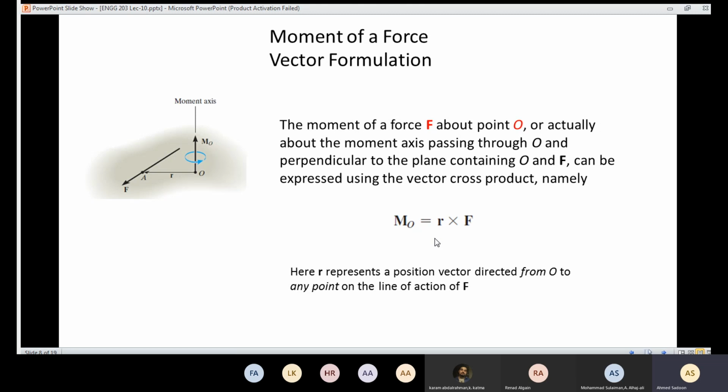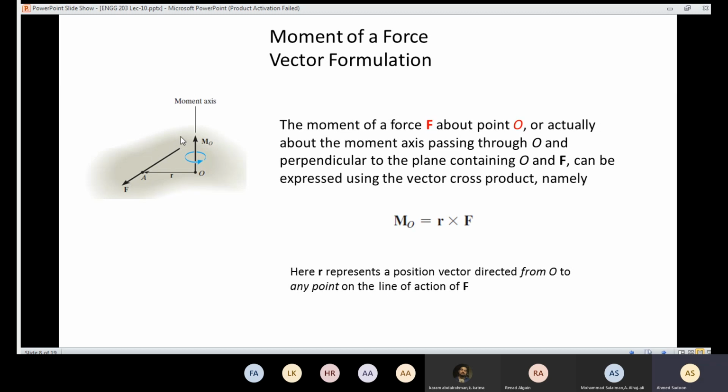We remember the position vector. The position vector is a fixed vector that relates one point to another. So R here is the position vector, and the definition for R is very important to solve the problems. R is the position vector. It's directed from the point O, the point of rotation here, to any point on the line of action.